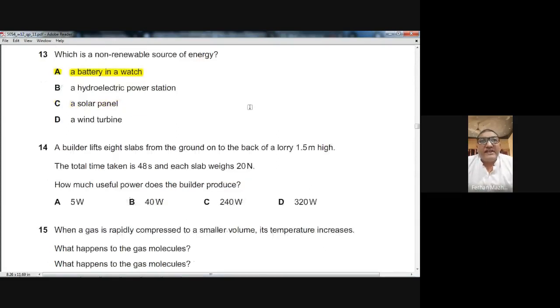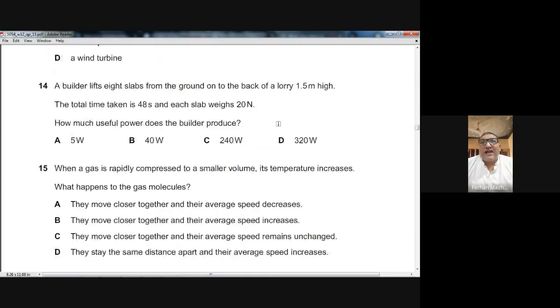A builder lifts 8 slabs from the ground onto the back of a lorry 1.5 meter high. The total time taken is 48 seconds, and each slab weighs 20 Newton. How much useful power does the builder produce? You know, power is work divided by time. And work in this case will be the weight of the slabs multiplied by the vertical height gained.